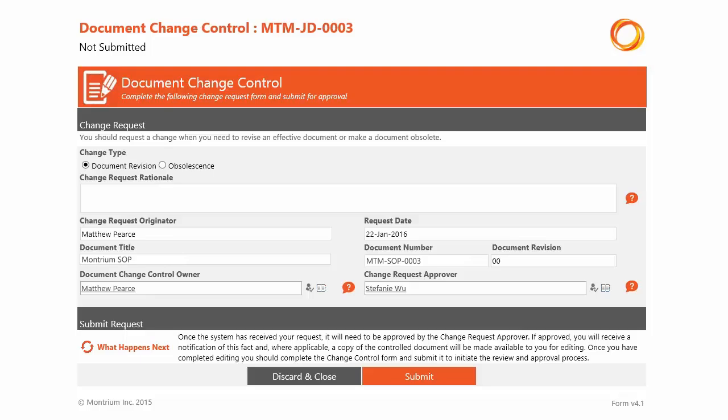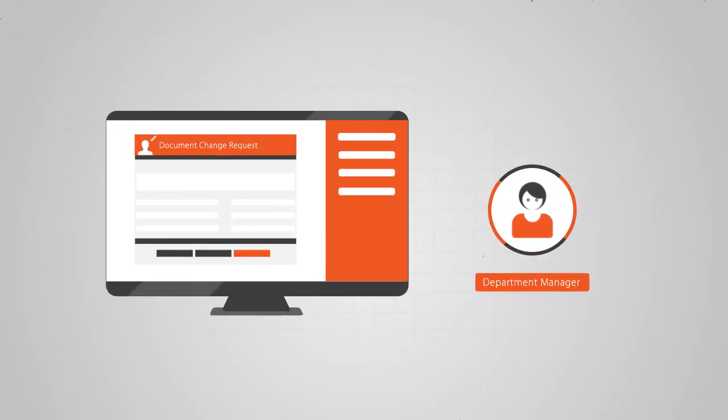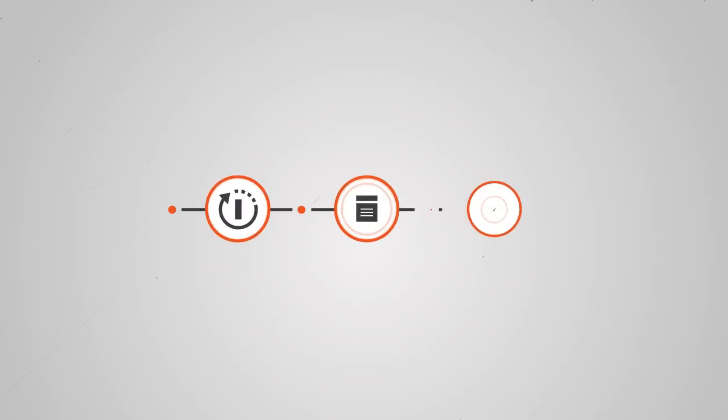Once Jane has completed the document change request form and submits for approval, the request is sent to the department manager to decide whether the proposed change should go ahead. The department manager approves the request, and the next phase of the workflow starts.